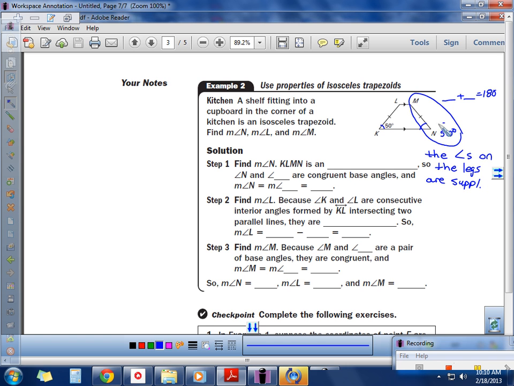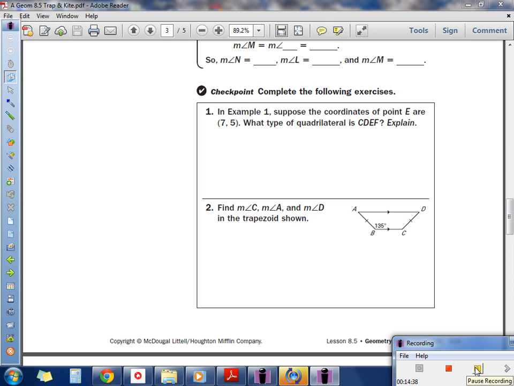So if this is 50 on N, M is going to be 180 minus 50, 130. So M is 130. Same thing over here. Circle these two along the legs. L is also 130. Draw out checkpoint number 2 real quick.